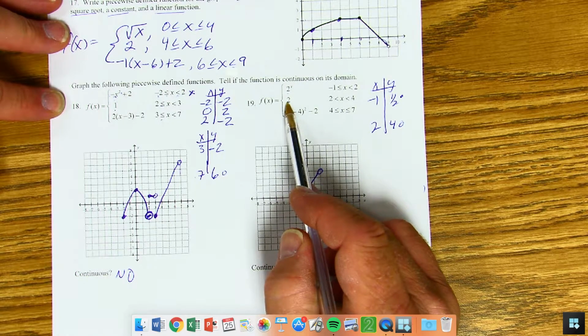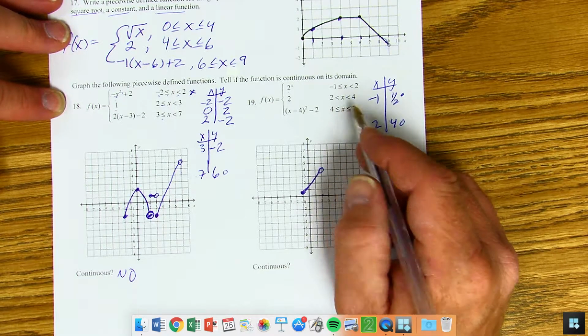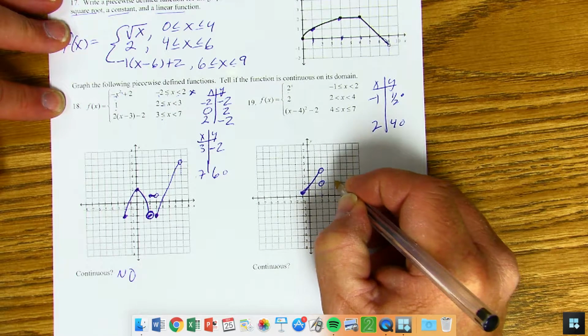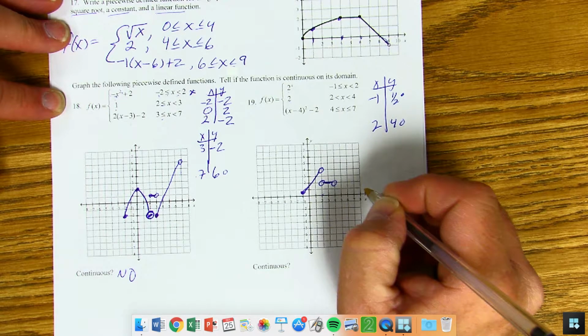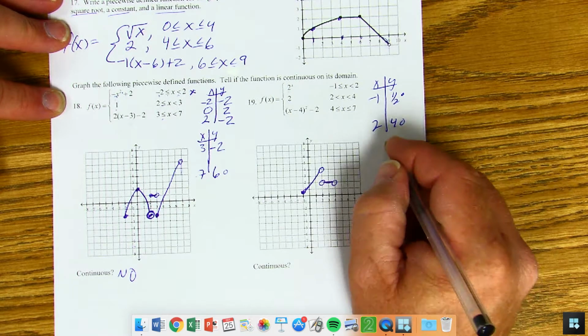Constant 2 from 2 to 4. They're both open. So at (2, 2), it's open, and at (4, 2), it's open. Then from 4 to 7, it's going to look like this.